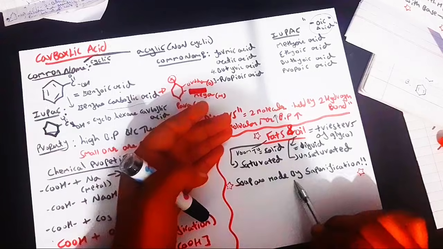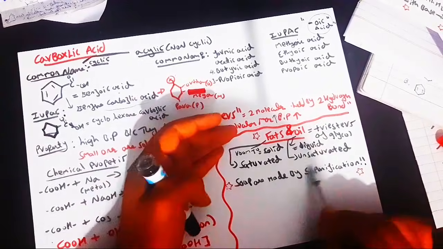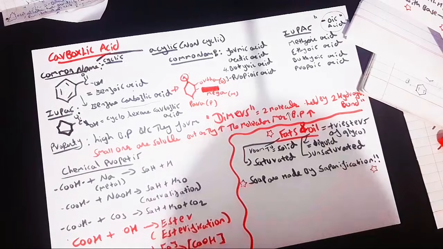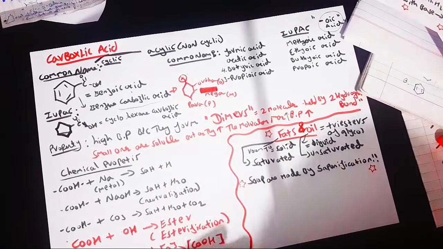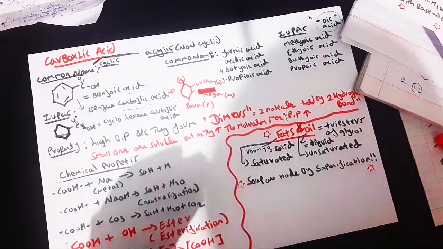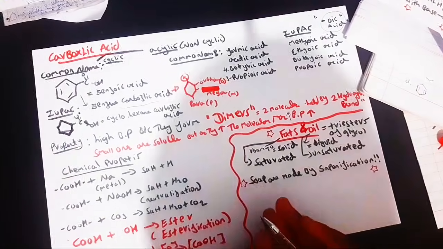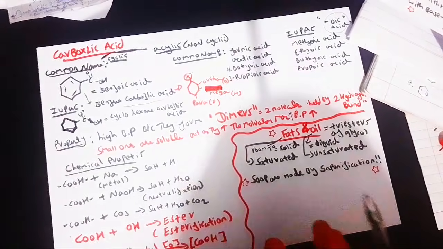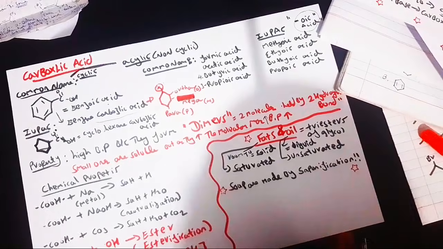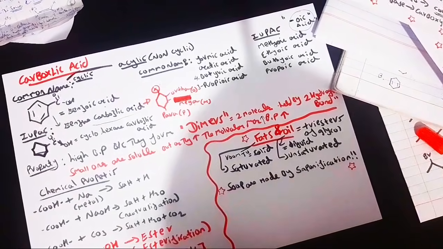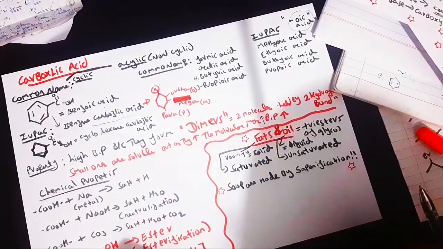So soaps are made by saponification. Saponification is the irreversible reaction of esters with a base, which gives us a carboxylate salt and an alcohol.